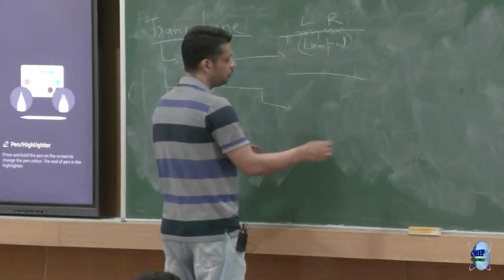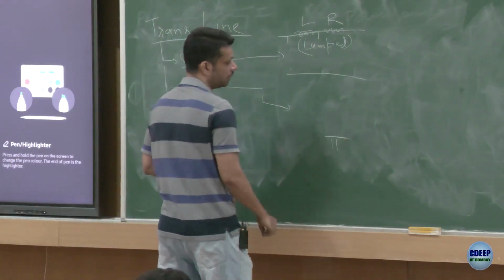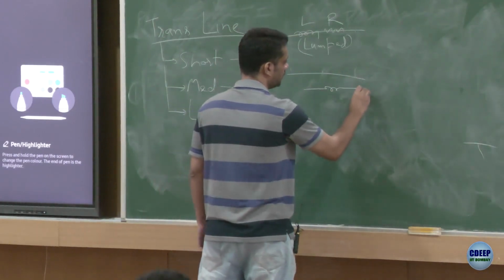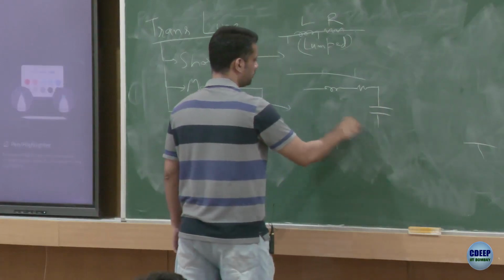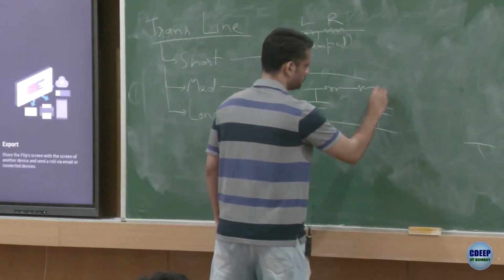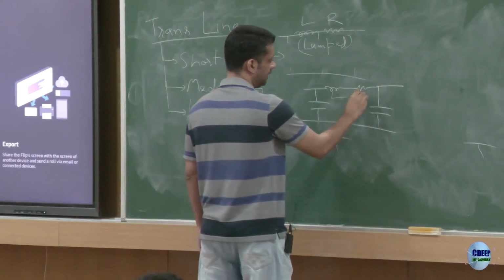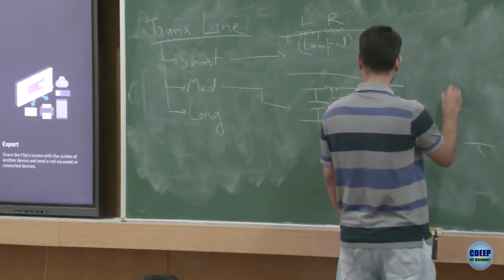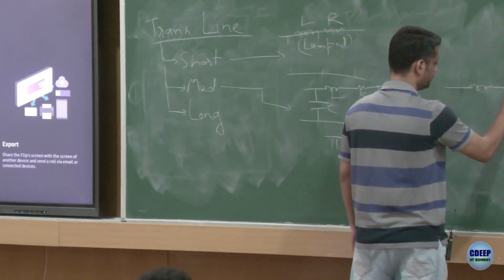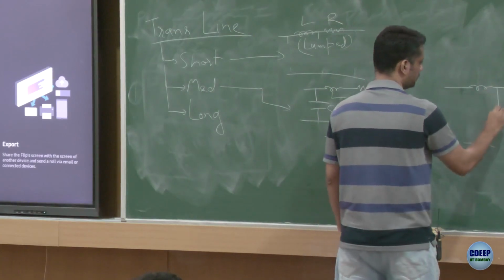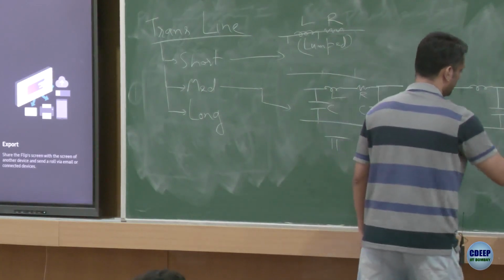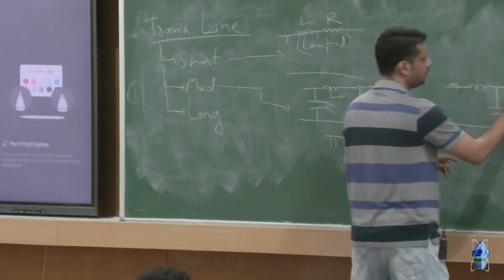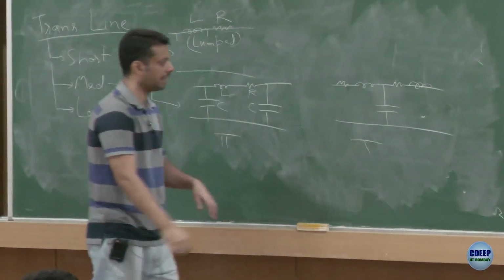So therefore, there are two models, one is called as a pi model, one is called as a T model. The pi model is like this. So you have L, R and C, and in T model you have like this. So L and R you split on both sides and in between you have a gap.